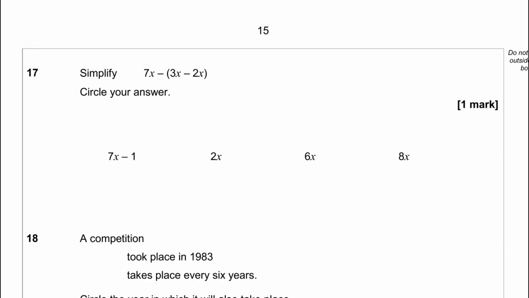Now 17. Simplify this expression 7x minus, in parentheses, 3x minus 2x. So I will suggest you to do the one inside the brackets first. So it will be 7x minus 1x, since 3 minus 2 is 1. Then 7 minus 1 is 6. It will be 6x.